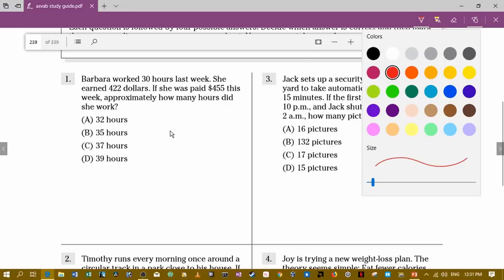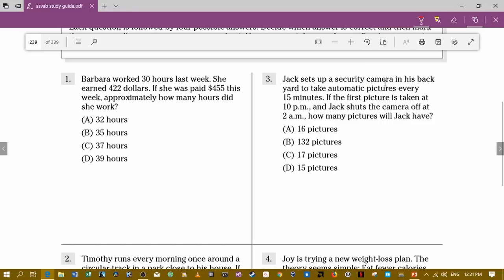Number 1, Barbara worked 30 hours last week. She earned $422. She was paid $455 this week. Approximately how many hours did she work? So we're interested in finding her hourly wage.